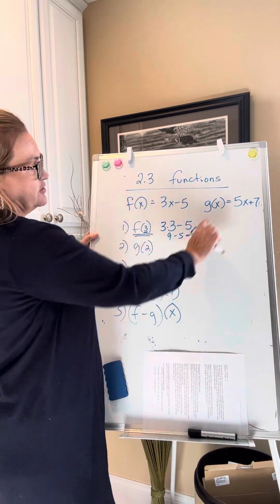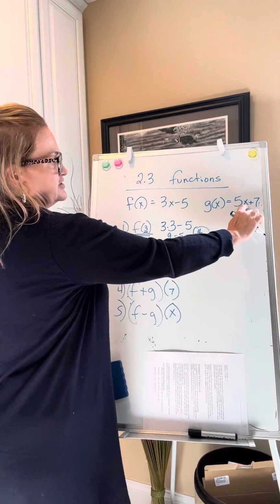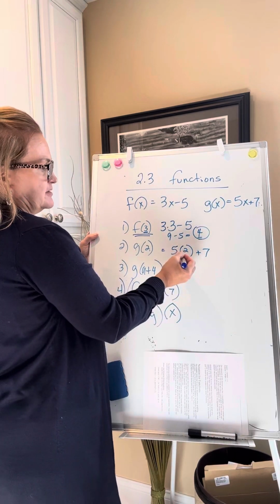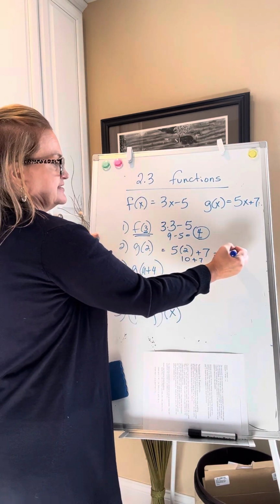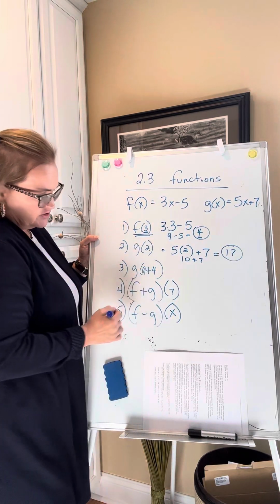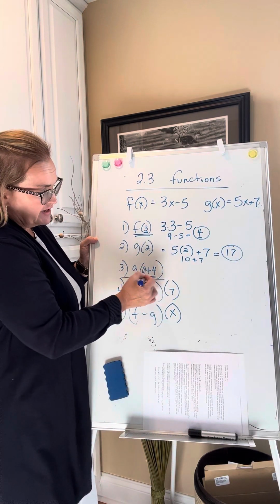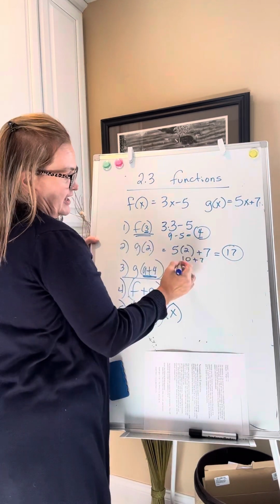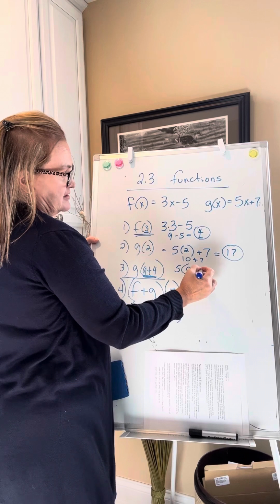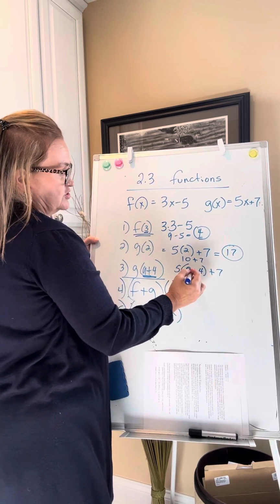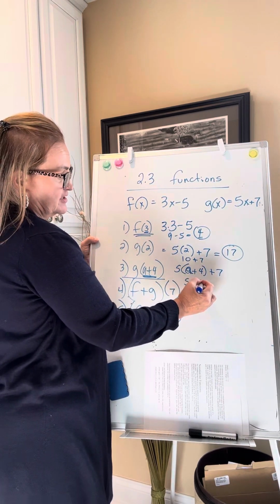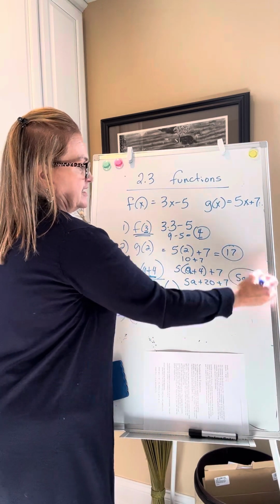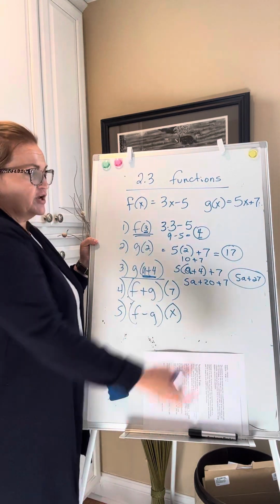G of 2 means go over here to function g, plug in x is 2. So that would be 5 times 2 plus 7. 5 times 2 is 10, plus 7, 17. Now we get into a little more algebra on this one. G of a plus 4. So go to function g, plug in a plus 4 for the x. So a little more algebra there. We should distribute the 5 and get 5a plus 20. Then plus 7, and here we won't just get a nice point. It'll be an algebraic expression.